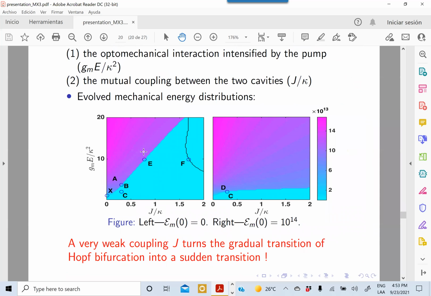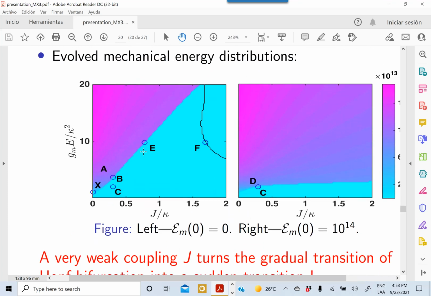The interesting thing for this dynamic scenario is that the sudden transition can occur at very tiny coupling between these two cavities. See here, if J equals 0, just for example, just look at only one cavity. There is no coupling with the second cavity. We have seen that there will be a Hopf bifurcation. If the power of the laser goes up, there is a Hopf bifurcation at the point X. This is a gradual change.